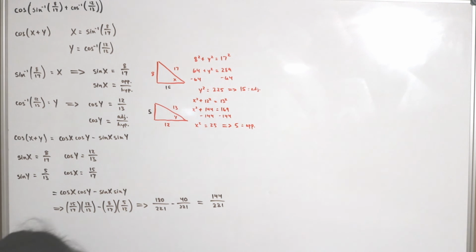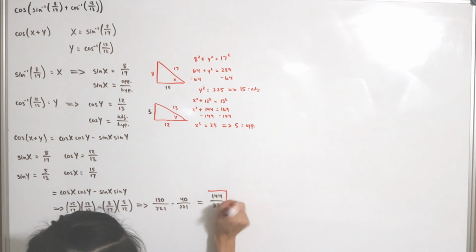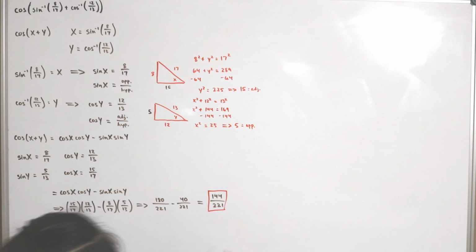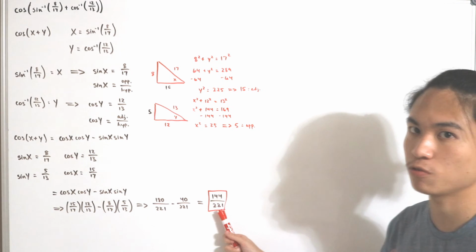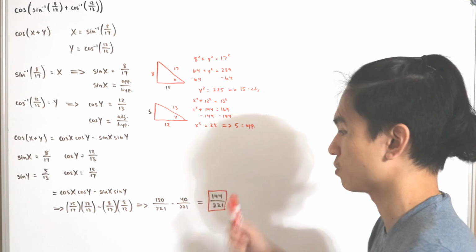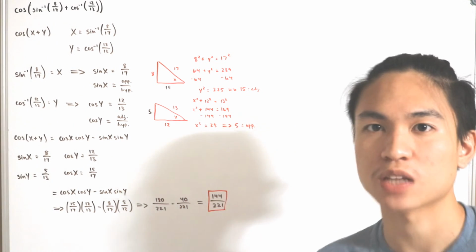So therefore, cosine of the inverse sine of 8 over 17 plus inverse cosine of 12 over 13 is simply equal to 144 divided by 221. And I told you it comes down nice, didn't I?